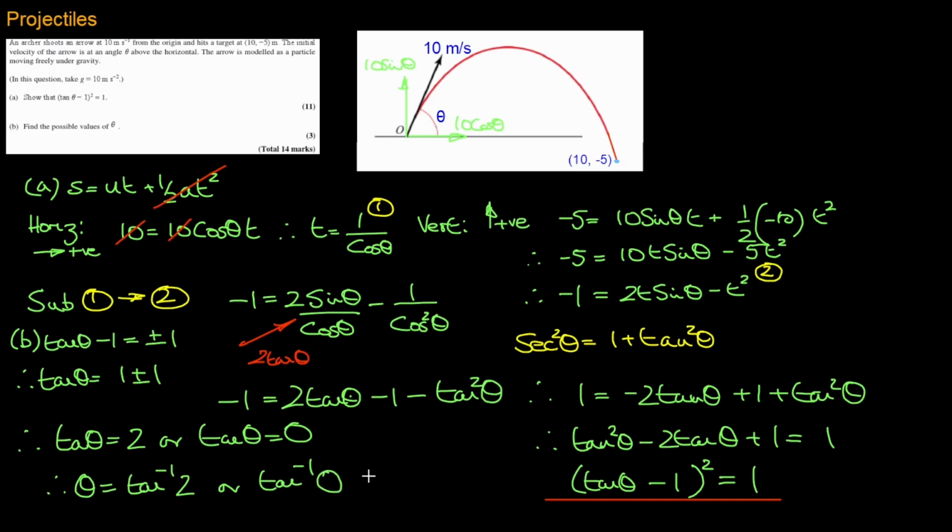If you look these up on a calculator, we get that theta is equal to 63.43 degrees, or that theta is equal to 0. So it proves that we can shoot the arrow right along the ground and it will fall exactly in the same way and hit the target. Or you can shoot it up in the air at 63 degrees and it will also follow the red line trajectory and hit the target at (10, −5). So those are the two answers they require. We're done.